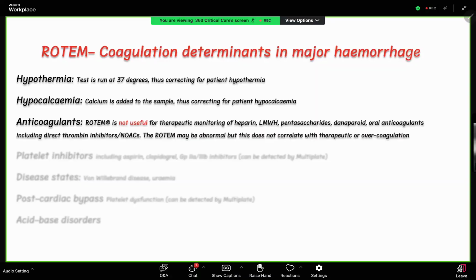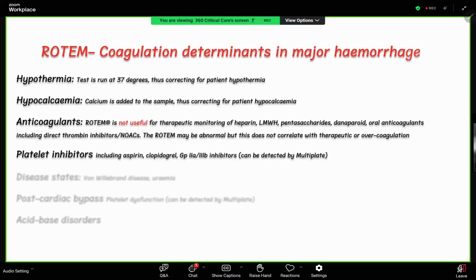It is not useful for monitoring of therapeutic efficacy of anticoagulants such as heparin, low molecular weight heparin, pentasaccharides, or anticoagulants which are direct thrombin inhibitors or the NOACs. It is not useful because it is not a quantitative value saying that the patient is more coagulopathic or less coagulopathic if they are on anticoagulants.